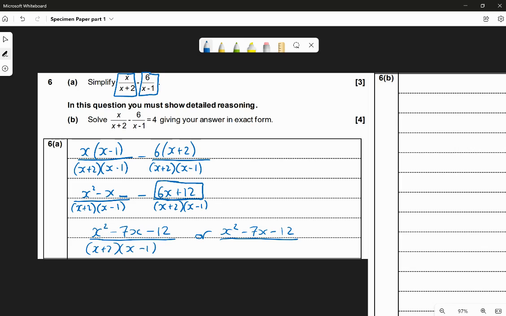over, and then expand the brackets: x squared, 2x, take away 1x is 1x, and 2 times negative 1 is negative 2. So either one of those is fine.